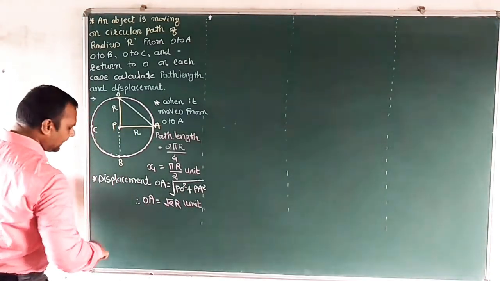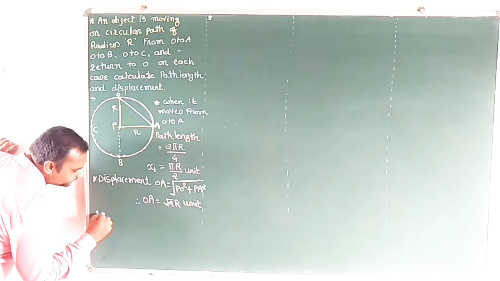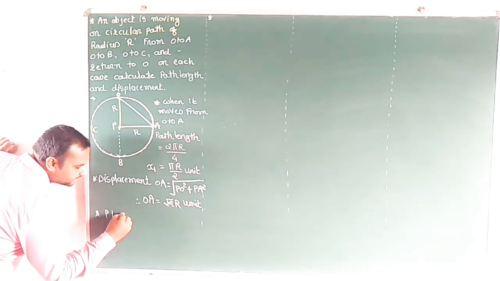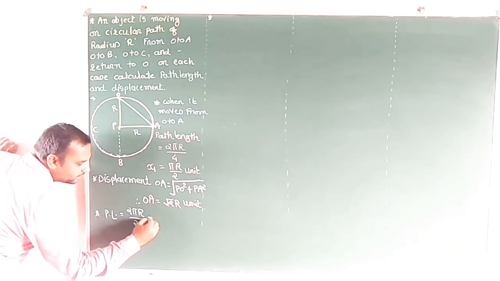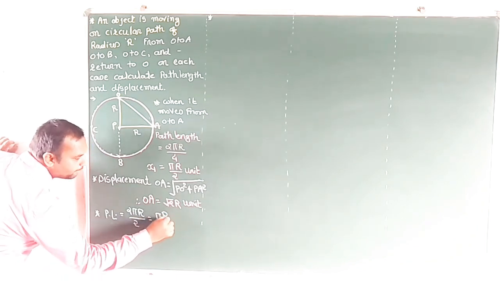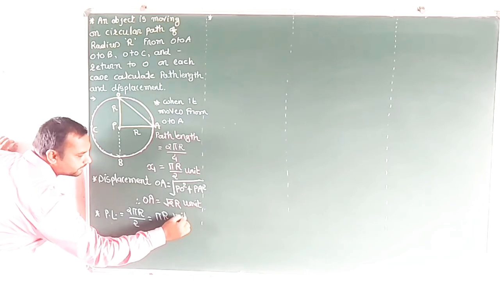So path length, I will write in short, path length equals 2 pi r divided by 2, so that is pi r unit.